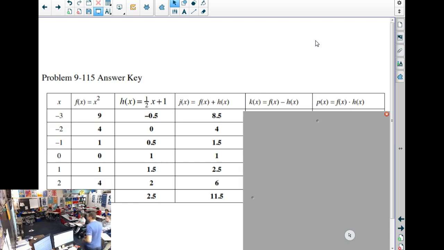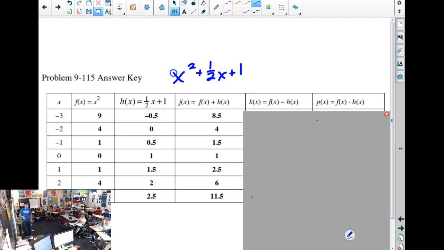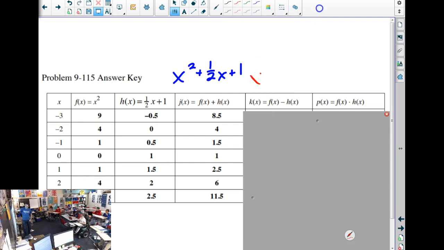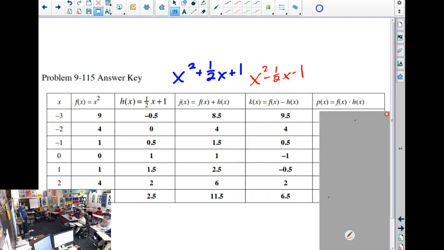Now, legitimately, if I want to talk about what would j of x be, well, we don't really have any like terms between f of x and h of x, so we have x squared plus 1 half x plus 1. And if we do f of x minus h of x, we really just have x squared minus 1 half x minus 1. Right? So one has taken your parabola and shifted one way, and the other has gone a different way. You can check your output values here.